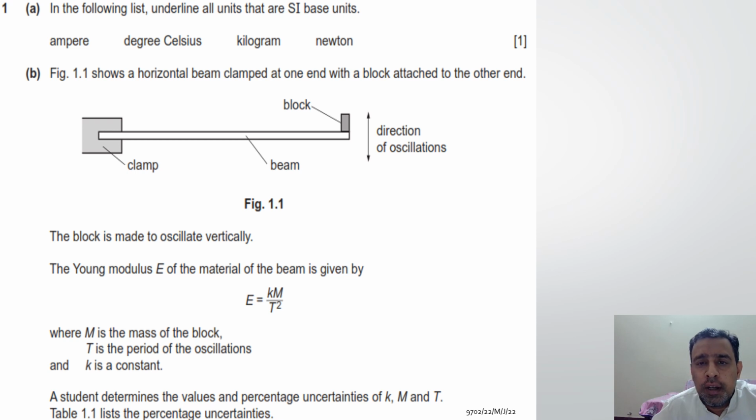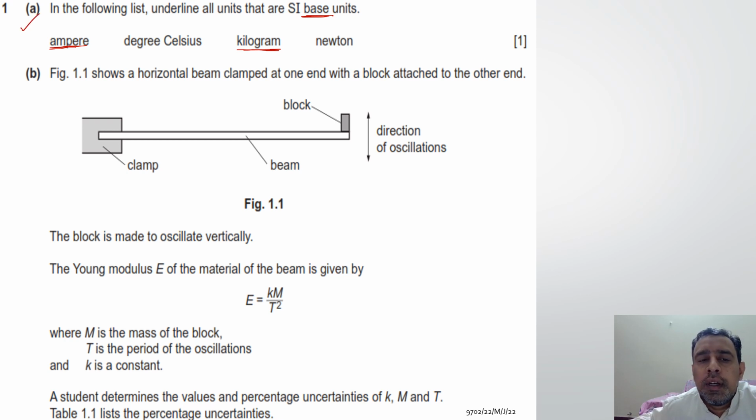Today we are going to solve another question of May-June 22, and the paper is 2-2. Straight away going to start from question number 1. In question number 1, you have to underline the SI base units. Ampere is a base unit and kilogram is a base unit, while degree Celsius and Newton are not base SI units.